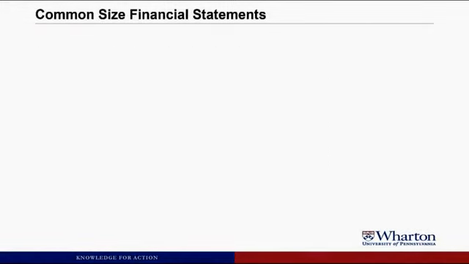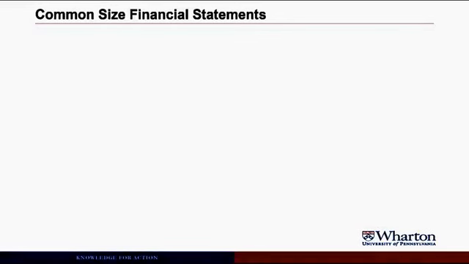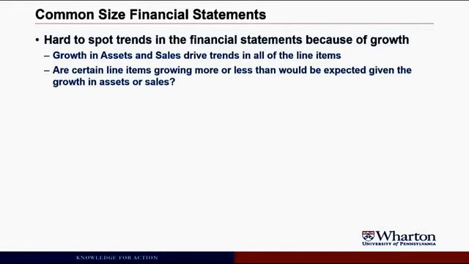Now that we've taken a look at all the financial statements, I want to talk about something called common size financial statements. As we've talked about, it's hard to spot trends in the financial statements when there's tremendous growth. Basically, the growth in assets and growth in sales drive trends in all of the other line items. What we really want to know is, are certain line items growing more or less than would be expected given the overall growth in assets or sales?